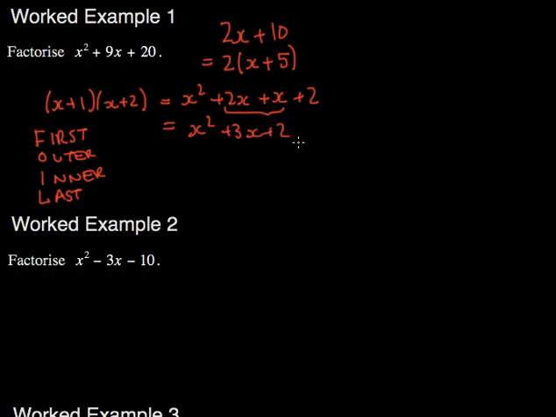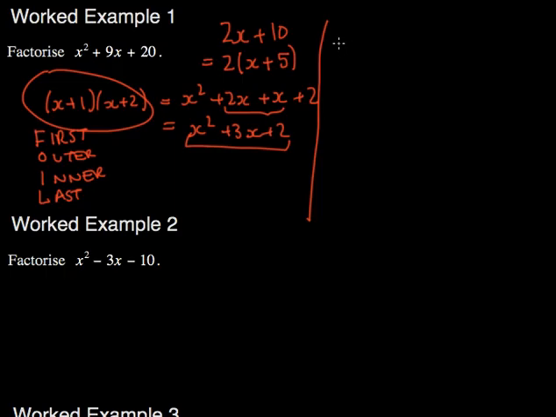And then what the question's asking me to do is to go backwards. How would I go from this stage to this stage? That's what the question's asking me to do. And there is a nice method to do this. If we worked out that in our two brackets, the first two terms have to multiply together to get that. Well, the only two terms that work are x and x. And the last two terms have to multiply together to make that.